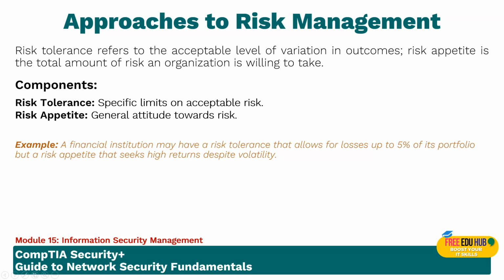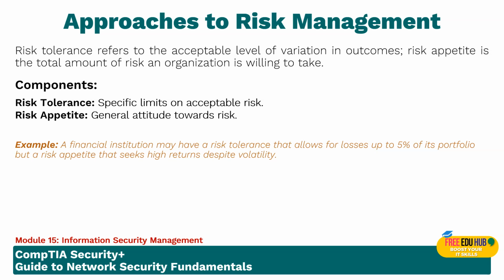Now we have different approaches to risk management. Risk tolerance refers to the acceptable level of variation in outcomes, while risk appetite is the total amount of risk an organization is willing to take. We have two things here: risk tolerance and risk appetite. Risk tolerance is about understanding the specific limits an organization sets on the amount of risk it can handle to pursue its objectives. It's like knowing how much fluctuation in outcomes the organization can endure without significant disruptions.